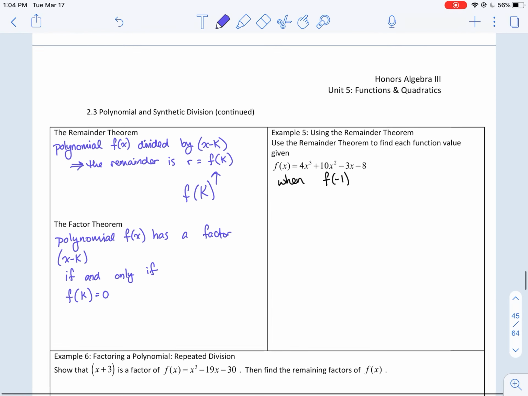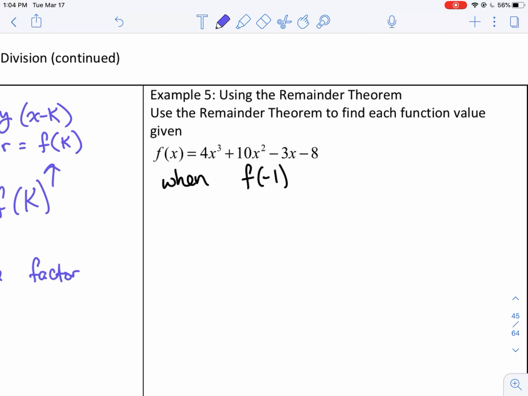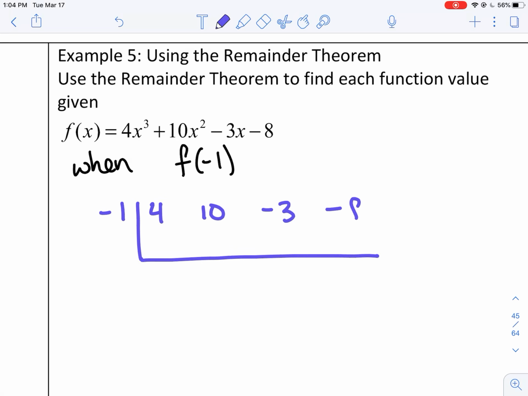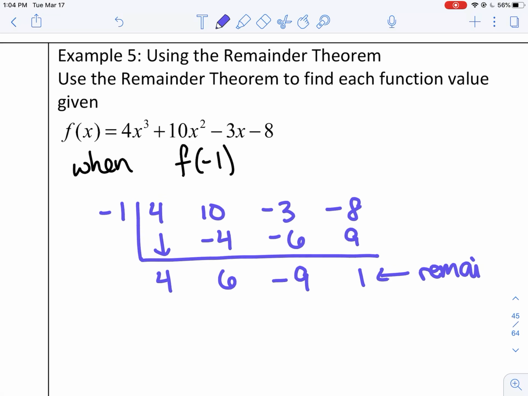Okay, so if we use that rule over here with example 5, it says use the remainder theorem to find each function value. So this means that I can use synthetic division with negative 1 into 4, 10, negative 3, and negative 8. Bring down the 4, negative 4, 6, negative 6, negative 9, positive 9, 1. So now I don't have a remainder of 0, I have a remainder of 1. And what this tells us is that f of negative 1 is equal to 1.